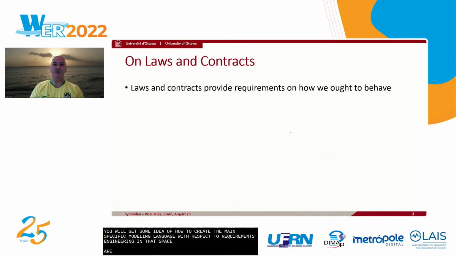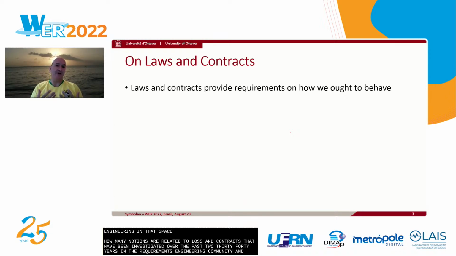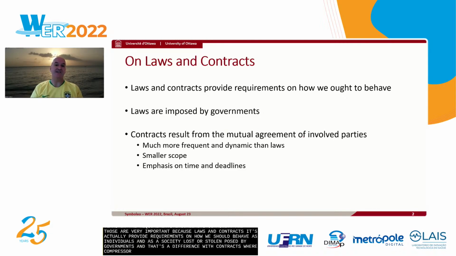Obviously, there are many notions related to laws and contracts that have been investigated over the past 30, 40 years in the requirements engineering community. Those are very important because laws and contracts essentially provide requirements on how we should behave as individuals and as a society. Laws are imposed by governments, and that's a difference with contracts, which result from some negotiation and mutual agreement of the several parties involved.